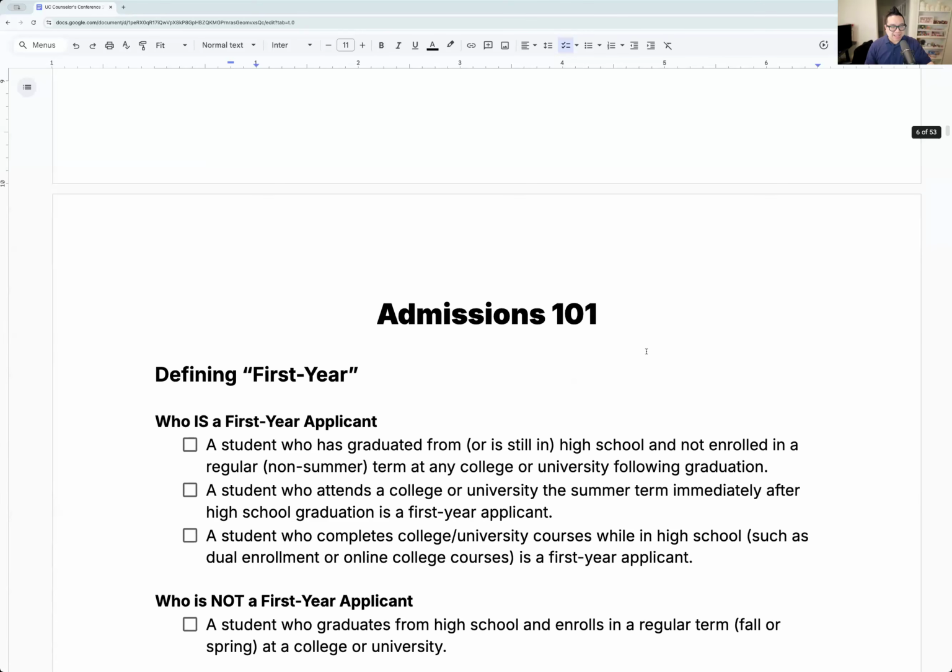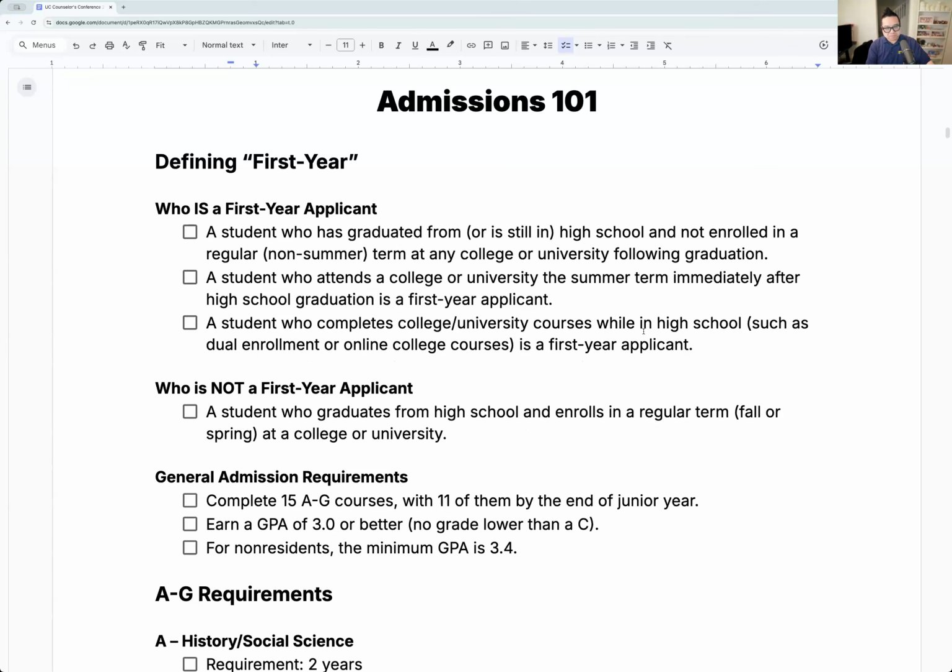Okay, let's move on. Admissions 101. For all of our new friends, if you answered number one that you're brand new, this would be a pretty good training for you to slow down and read through as well. I'm going to go through it pretty quickly.